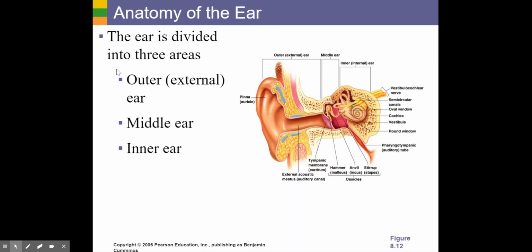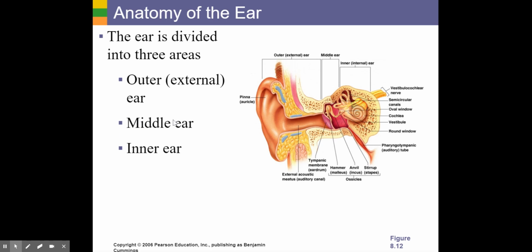So the ear is actually divided into three areas: the outer, middle, and inner ear. Outer is essentially everything from the tympanic membrane to the auricle or pinna, which is essentially your ear lobe. And then the middle ear is everything from the eardrum to essentially the vestibule, so it's this little space right in here. And then the inner ear are these little structures that look like a snail, referred to as the vestibular cochlea.